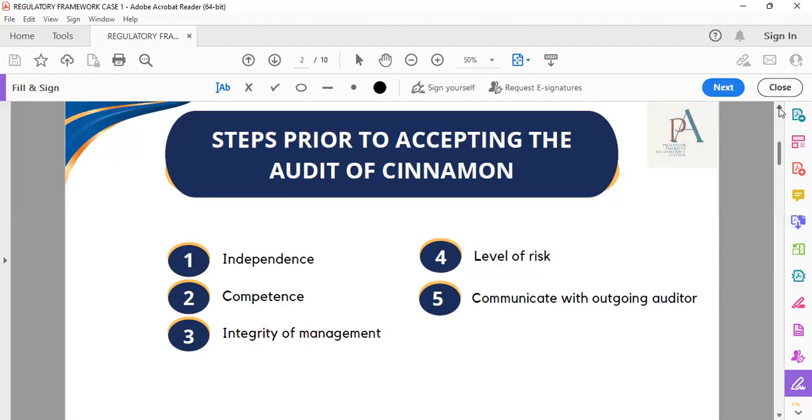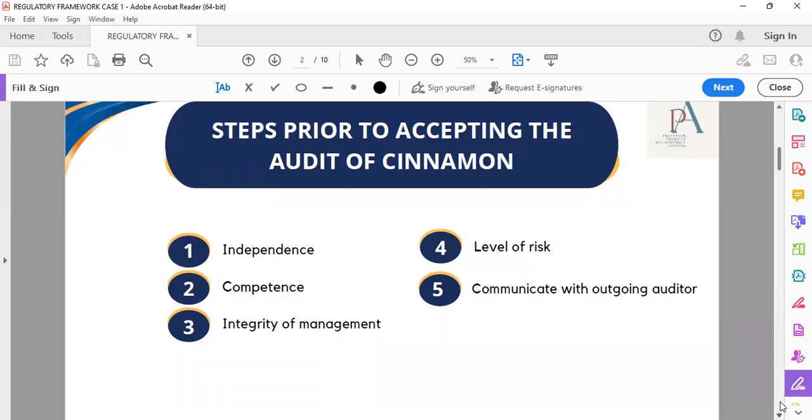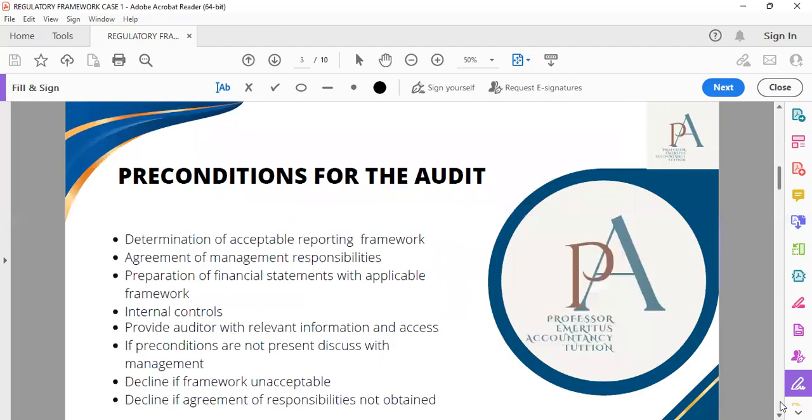of Cinnamon. The thing I wanted to note especially is that the next question says, what are the preconditions that should be in place before an audit assignment can be undertaken? Remember that these questions can be peculiar to Cinnamon, but they are applicable to every kind of audit. So when they ask you the preconditions for an audit, it is different from the steps an auditor should take before accepting an audit. When you talk about preconditions that should be in place for an audit assignment to be undertaken, there are two of them.